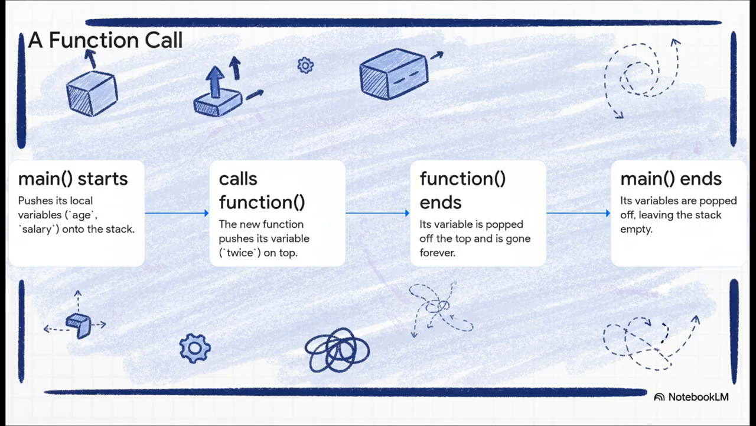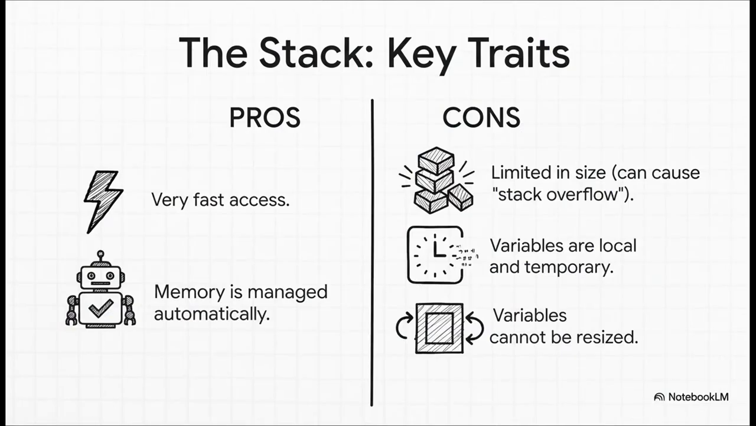It's a beautiful system. So to wrap up the stack, it's blazing fast. It's totally automatic, so you don't have to worry about cleaning up after yourself. But, and this is a big but, it's got some serious limitations. It's pretty small, which can lead to that infamous Stack Overflow error you've probably heard of. All its data is temporary. It disappears when a function ends. And here's the kicker. You have to know the exact size of your variables before the program even runs. And that rigidity is exactly why we need another option.